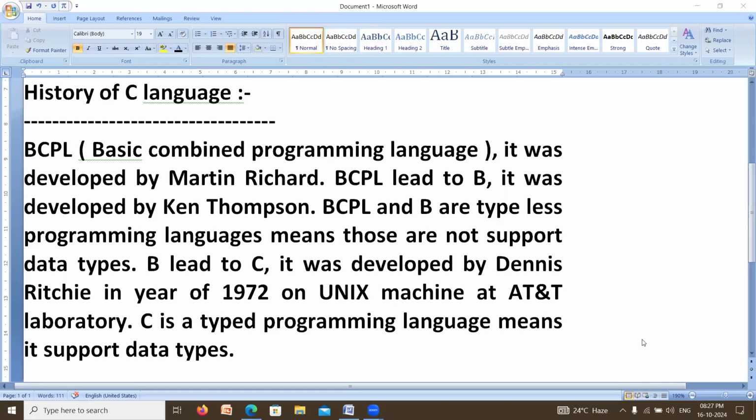C language was developed in 1972 on one computer which has the Unix operating system. It was developed in one laboratory. Its name is AT&T Bell Laboratory. C language was developed by Dennis Ritchie. He is the developer. This one you have to understand in this concept.